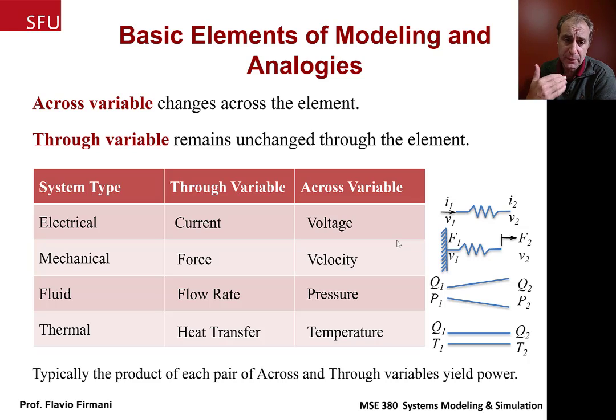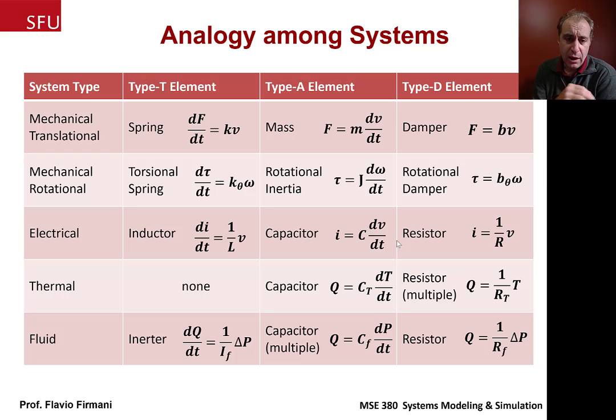So in this course, or so far in this chapter, what we introduced was the concept of the across variable and through variable, and for each domain we're going to have one through variable and one across variable. The through variable is going to remain unchanged through the element, whereas the across variable will be changing across the element.